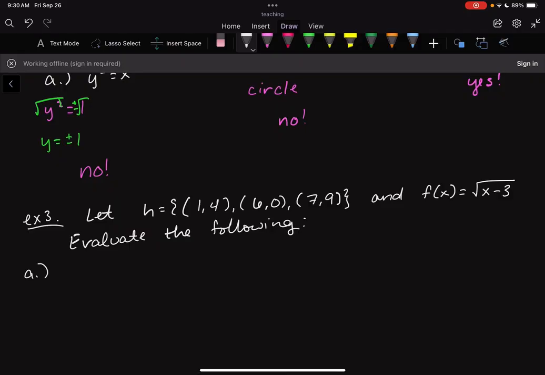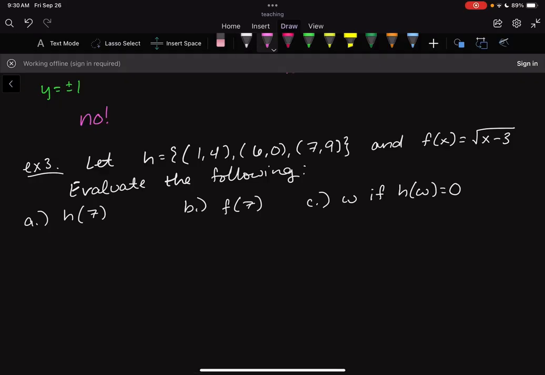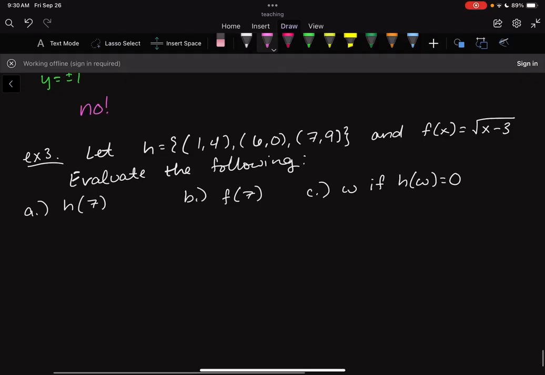So part A will say h of 7. B will do f of 7. C, I want w if h of w is equal to 0. Then I have one more, but I'll run out of space, so I'll leave this.